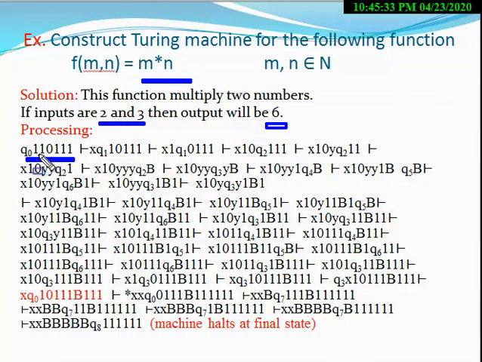Again you have to repeat the logic. First you have to remove 1 from here. Remove 1 from here. Goes to the right end. And copy these 3 ones after this. At this place you have to copy.